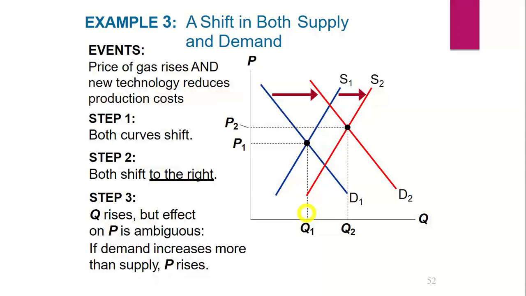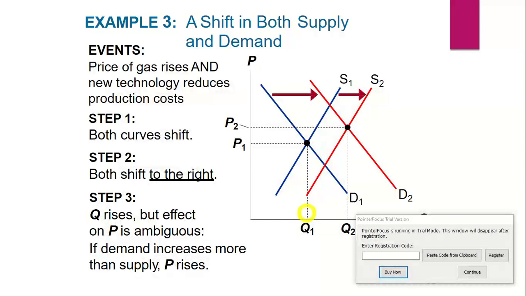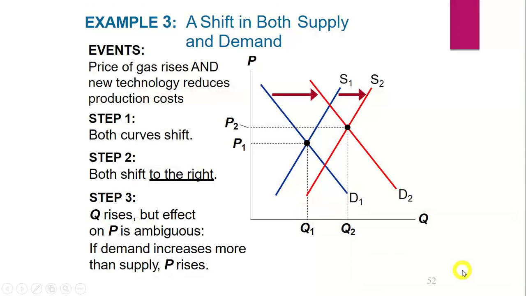Now next is a shift in both supply and demand. Here the price of gas rises and new technology reduces production cost. This causes both curves to shift. Here we are just combining two examples that we just went through in previous slides. Here both curves shift right.